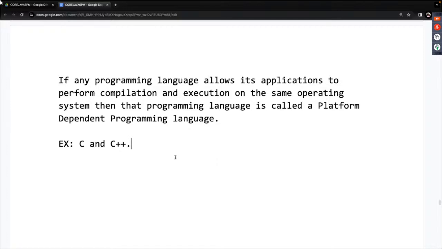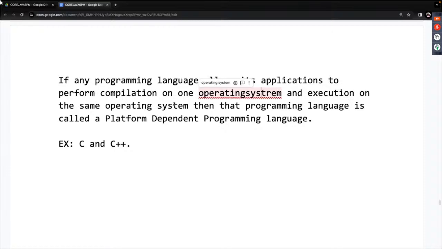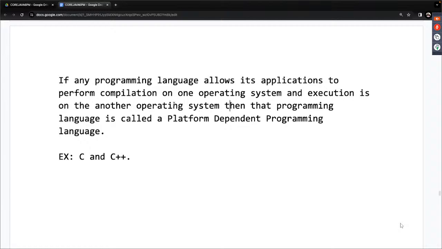What is a platform independent programming language? Listen, all of you. If any programming language allows its applications to perform compilation on one operating system, and execution on another operating system, then that programming language is called a platform independent programming language. Right, sir. Examples of platform independent programming languages are Java, Python, and so on. So many examples are available here.